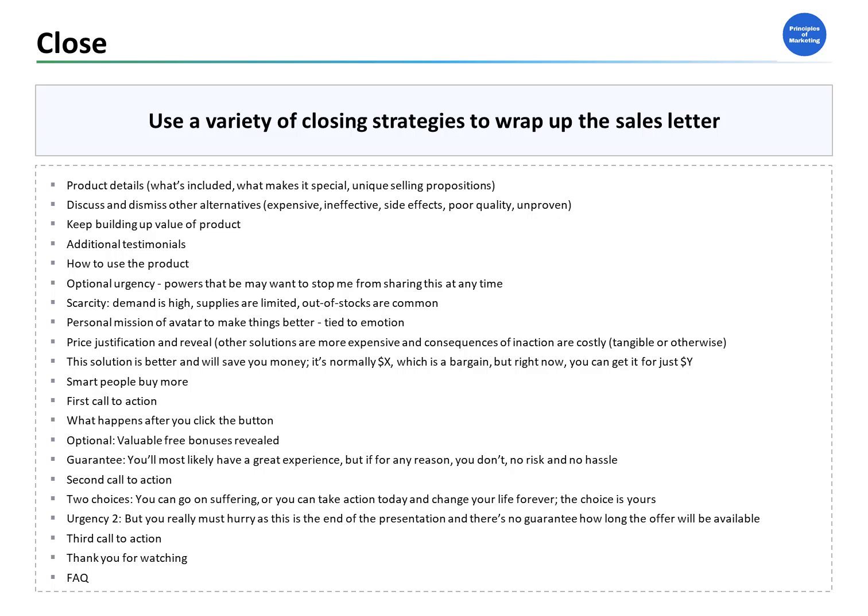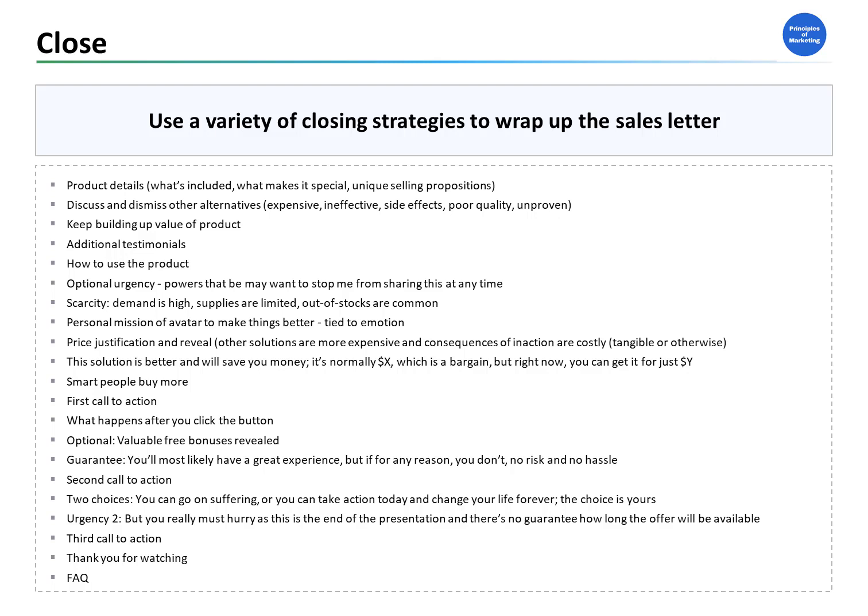You reveal the product details, what's included, what makes it special, the USP, features and benefits. You discuss and dismiss other alternatives, surgery, injections. If you're selling some kind of supplement, they're expensive, ineffective, there are side effects to modern medication, and so on. Keep building up the value of the product by showing the benefits, the features, show how cost effective it is, how effective it is in solving the problems, introduce additional testimonials, talk about how to use the product and how easy it is.